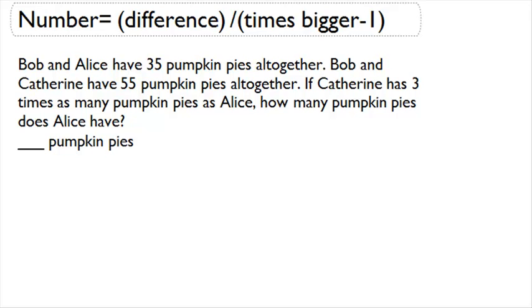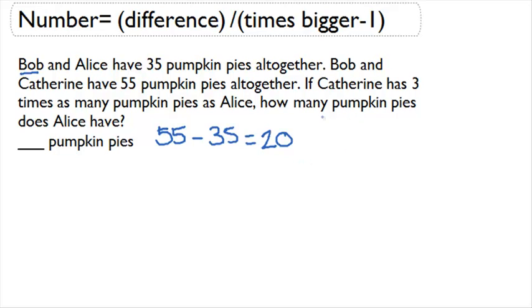Now, if we know that Bob has a fixed number of pumpkin pies, and Bob and Alice together have 35 pies, and Bob and Catherine together have 55 pies, the difference between these two numbers should be the difference between Catherine and Alice's pies. So let's take our 55 pies that Bob and Catherine have, subtract the 35 pies that Bob and Alice have, and we'll find that the difference between Catherine and Alice's number of pies is 20.